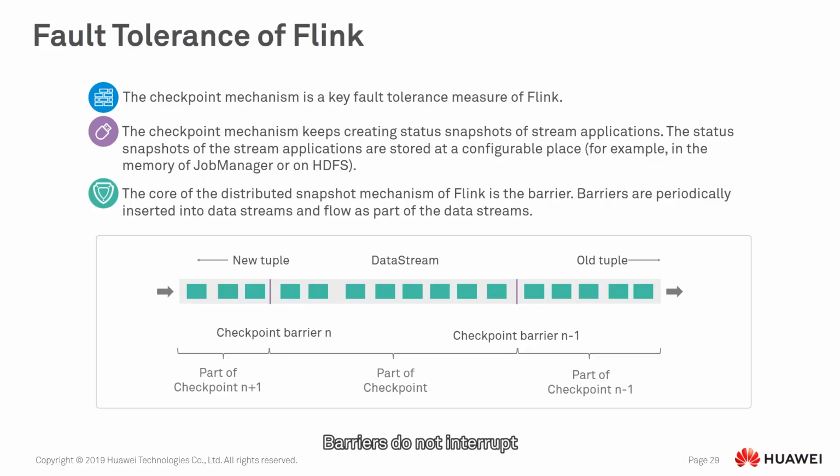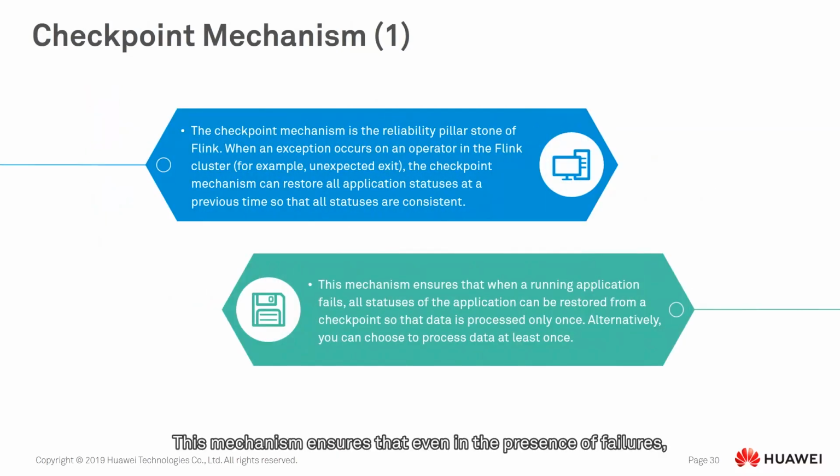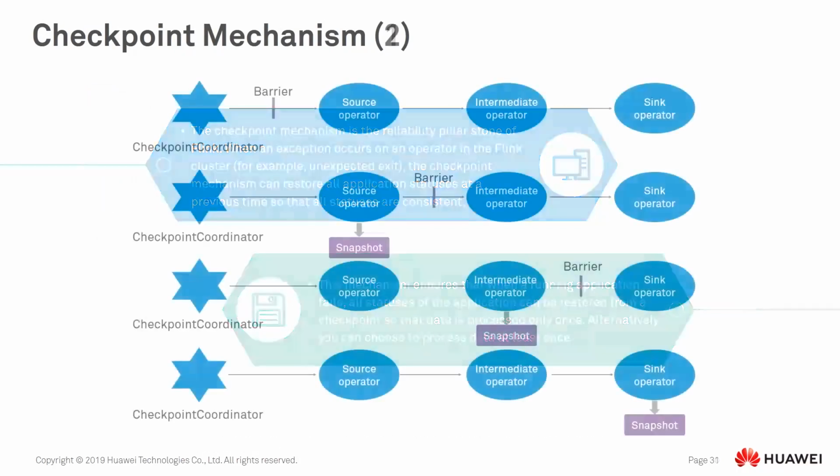Barriers do not interrupt the flow of the stream and are hence very lightweight. Multiple barriers from different snapshots can be in the stream at the same time, which means that various snapshots may happen concurrently. This mechanism ensures that even in the presence of failures, the program state will eventually reflect every record from the data stream exactly once.